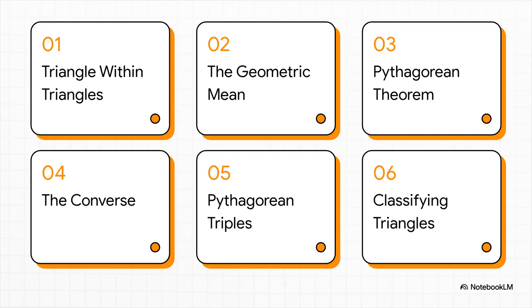So here's our game plan. We're going to start by seeing how a single triangle can hide a whole family of similar ones inside it. From there, we'll build a neat little tool called the geometric mean. And only then will we get to the grand reveal, the Pythagorean Theorem itself. After that, we'll see how to use it in reverse, check out some handy shortcuts, and even learn how to classify any triangle you come across.